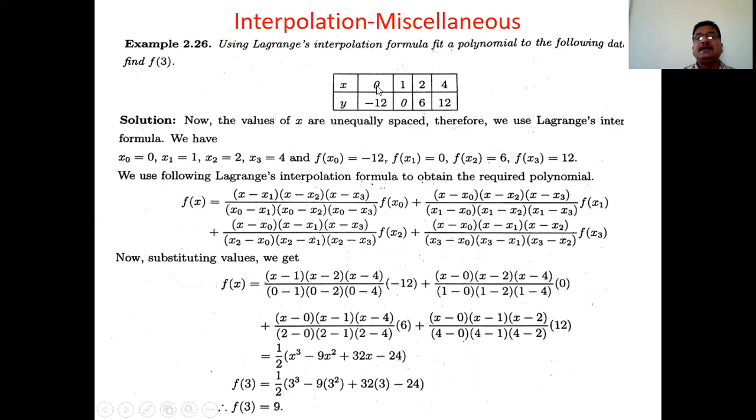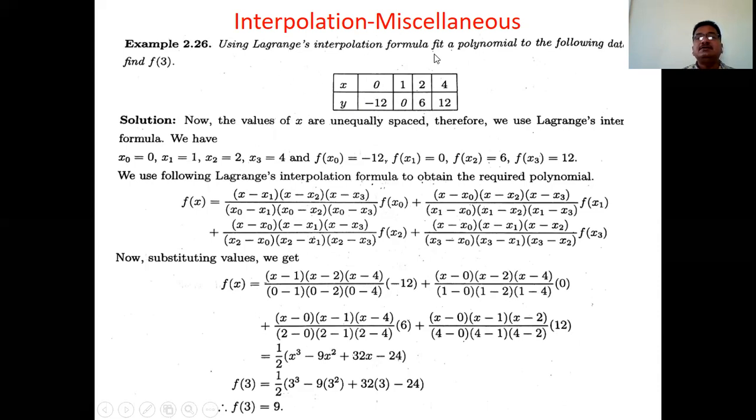Here, these values of x are not equidistant. The distance between 0 and 1 is 1. The distance between 1 and 2 is 1. But the distance between 2 and 4 is not 1. That is, the values of x are not equidistant, and therefore Newton's forward interpolation formula and Newton's backward interpolation formula are not applicable to this example.